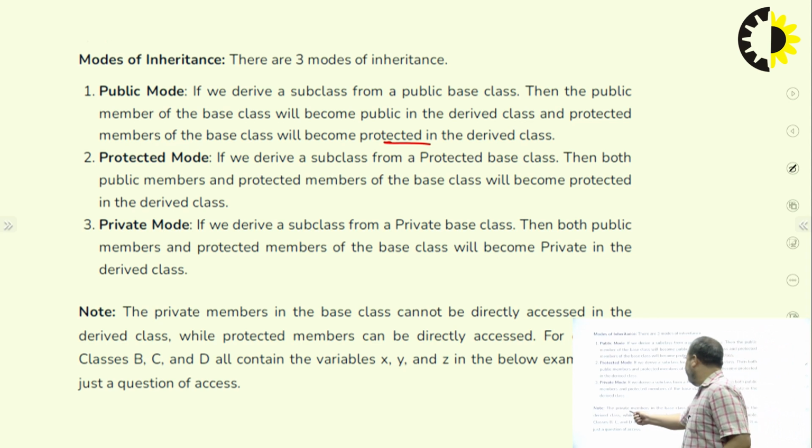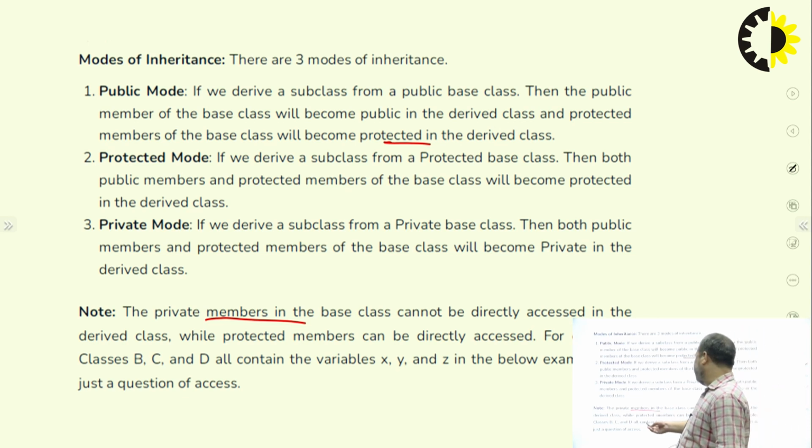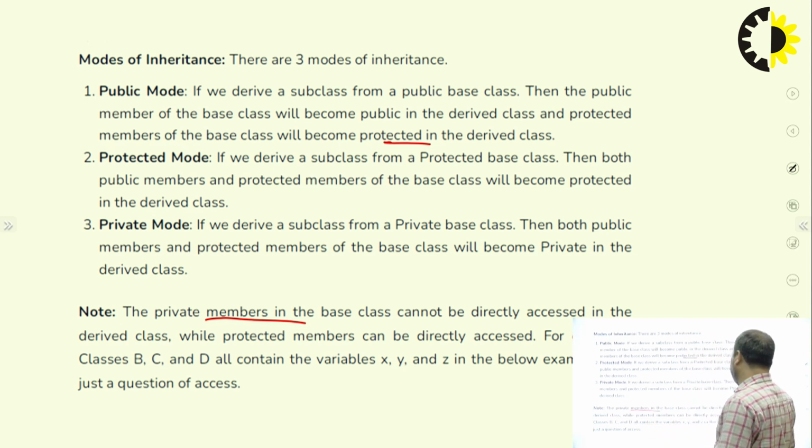Private members of the base class cannot be directly accessed in the derived class. Directly accessing means that by creating the object of the derived class, we cannot access them, while protected members can be directly accessed. For example, classes B, C and D all contain the variables x, y, z in the below example. It is just a question of access.